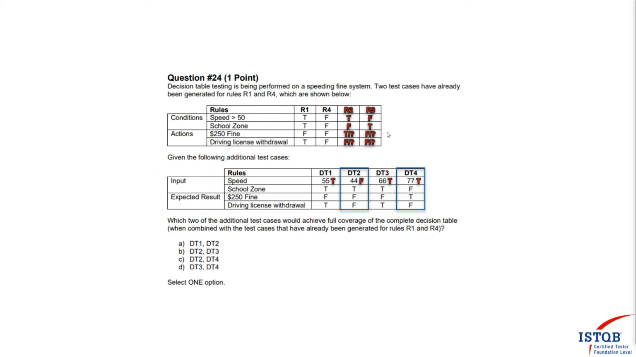Let's try to resolve a test now. We see that we are asked which two of the additional test cases would achieve full coverage of the complete decision table when combined with the test cases that have already been generated for rules. And we have 4 additional test cases proposed. To confuse us, ISTQB authors put actual speed value here. I changed it to Boolean true and false values. Let's check each of the test cases proposed to us.